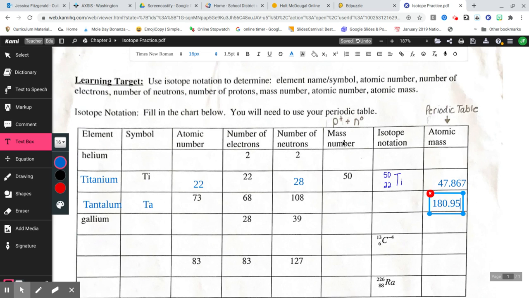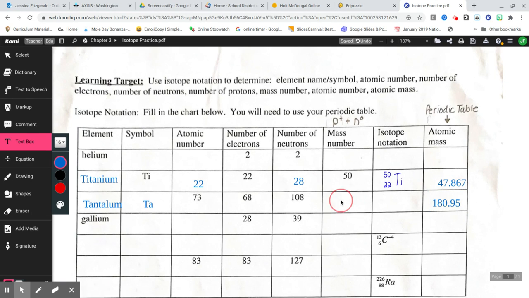To figure out your mass number, remember your mass number is going to be your number of protons plus your number of neutrons. So we're going to look at our atomic number, which is your number of protons. So 73 plus 108, that's going to give us the mass number of 181.